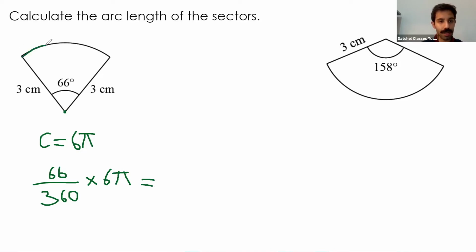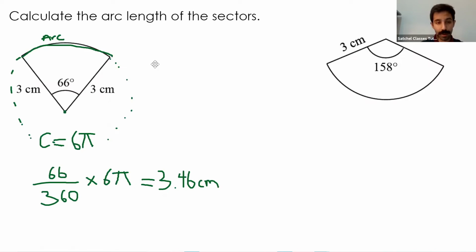Notice this arc length is a fraction of the full circumference of our circle, if we were to draw it going all the way around. So we have 66 over 360, and we can type that into our calculator, multiplied by 6 pi, and that will give us 3.46 centimeters to 2 decimal places. So that would be this arc here.